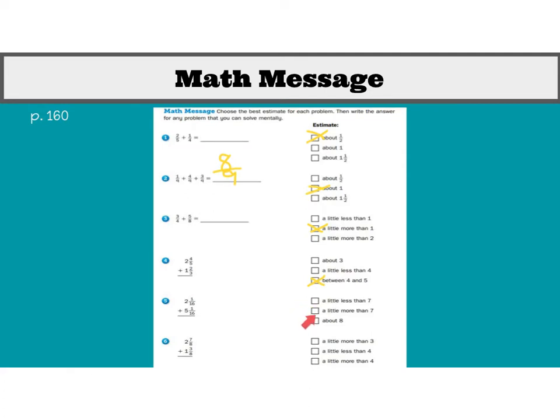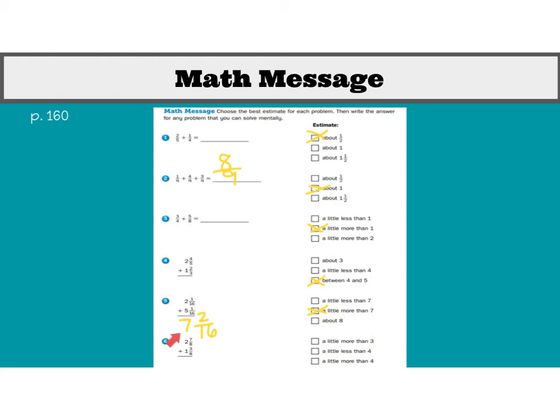Nah. A little more than 7. I've got 7 and then a 16th and a 16th. So I'm thinking this might be my best bet. So I'm going to mark a little more than 7. And then, of course, we're going to solve that one because we can do that one mentally. So 7 and 2/16. And then we're going to move down to number 6.